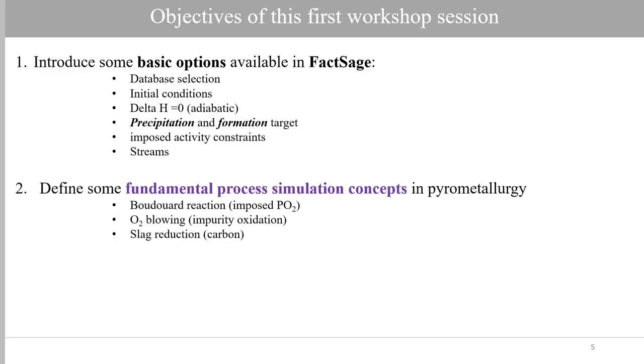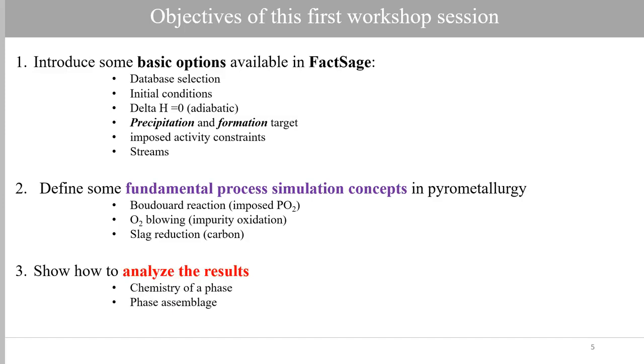The second objective is to define some fundamental process simulation concepts that are essential when we're analyzing pyrometallurgical processes, such as the Boudouard reaction, the oxidation of impurity using oxygen blowing, as well as the slag reduction using carbon. Finally, we'll show you how to analyze the result that we obtain in terms of chemistry of the different phases that are in equilibrium, as well as the overall phase assemblage for some imposed conditions.